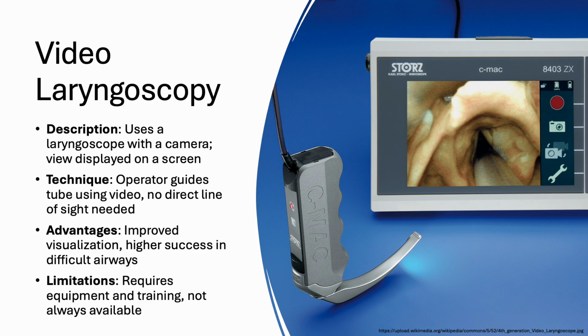Video laryngoscopy. Video laryngoscopy is a more recent innovation that enhances visualization by using a camera mounted on the laryngoscope blade. The camera transmits a real-time video feed to a screen, allowing the operator to see the airway indirectly. This method eliminates the need for a direct line of sight, which can be a game-changer in difficult intubation scenarios. Let's look at this in more detail.